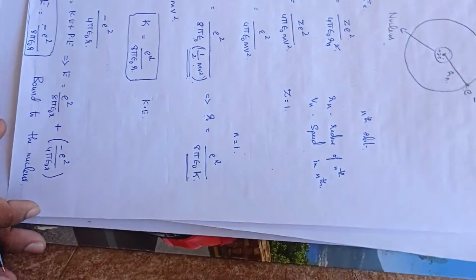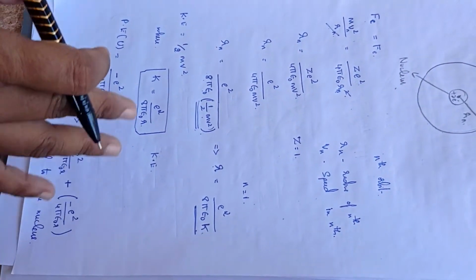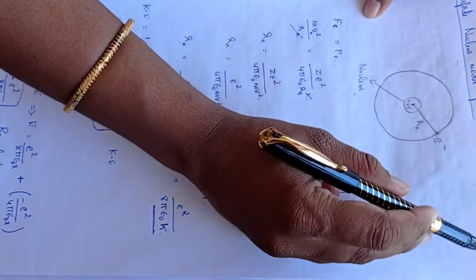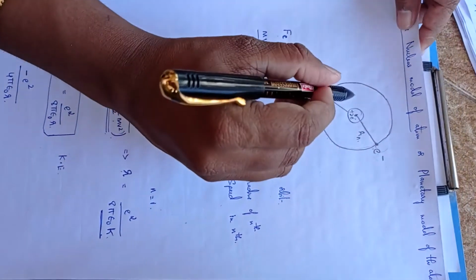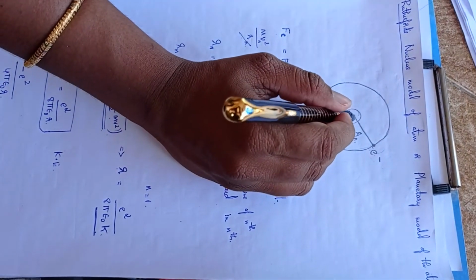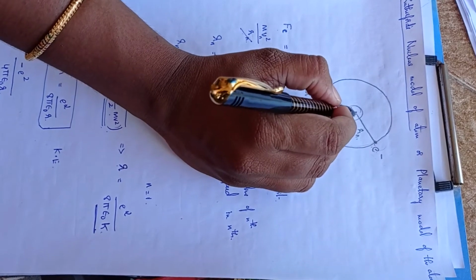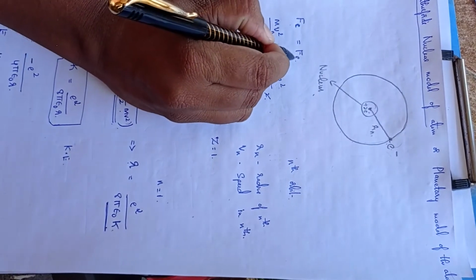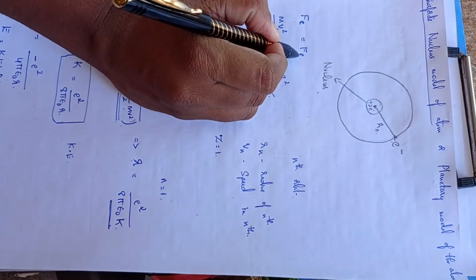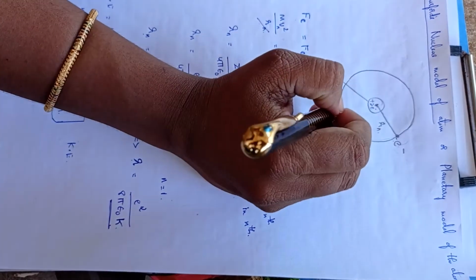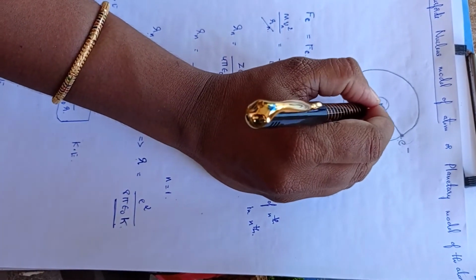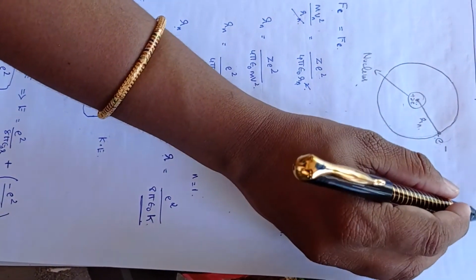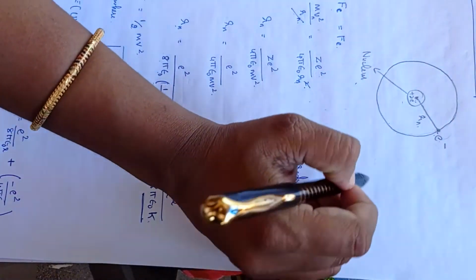So once again I'll repeat, since Rutherford assumed that the electron revolves around the nucleus same as the planets revolving around the sun. In case of Rutherford's model, he assumed the centripetal force required by the electron is given by the electrostatic force between the nucleus and the electron. In case of Rutherford, it is the electrostatic force which holds the nucleus and the electron. But in case of the planetary model, like planets, gravitational force holds the sun and the planet.